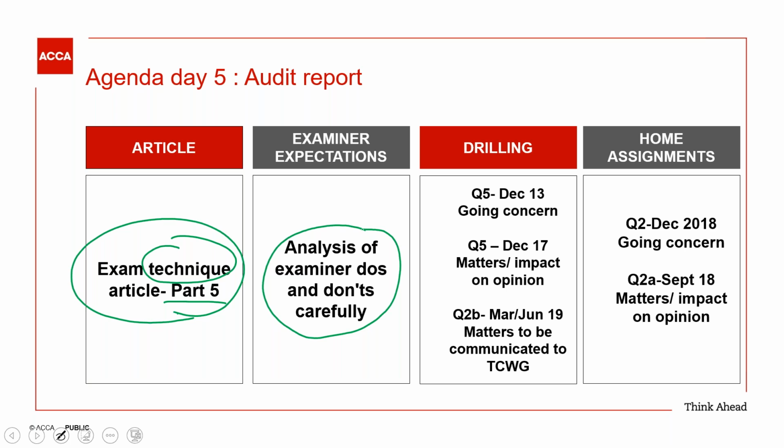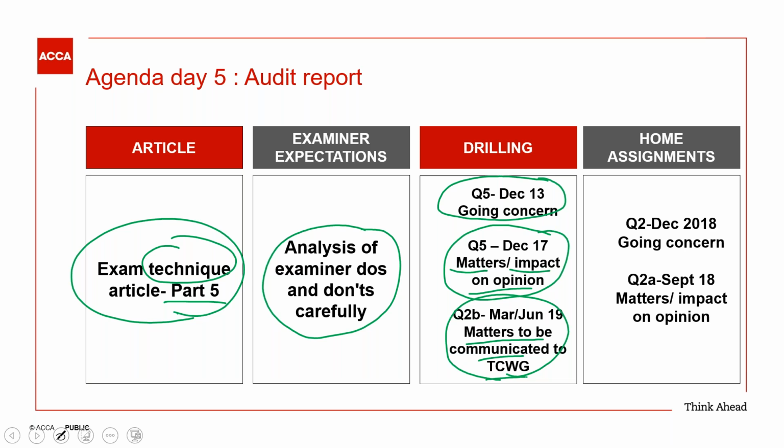I will be going over 3 questions today. One question from the December 13 exams, which is on going concern. One question from the December 17 exams on matters impacting the opinion. And one question from the June 19 exams, which is matters to be communicated to those charged with governance. So I've chosen 3 diversified questions, considering their importance to the December exams.